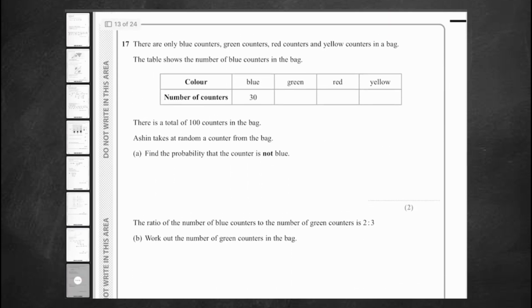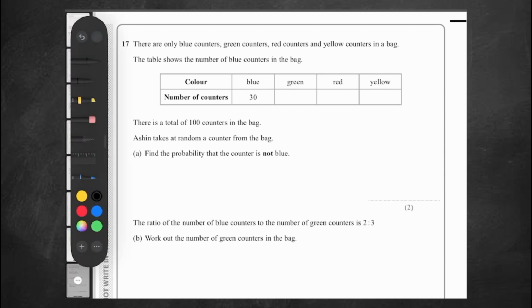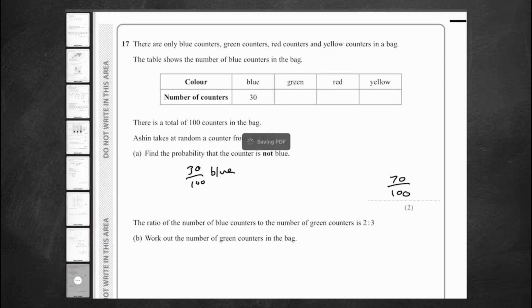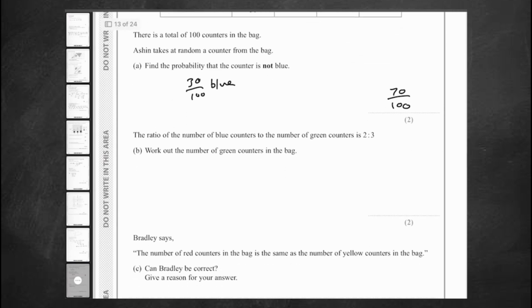There are only blue counters, green counters, red counters, and yellow counters in a bag. The table shows the number of blue counters in the bag. There is a total of 100 counters in the bag. Ashin takes at random a counter from the bag. Find the probability that it is not blue. Well, we know 30 out of 100 are blue, so 70 out of 100 are not blue. We do not need to simplify, as the question doesn't ask us to.